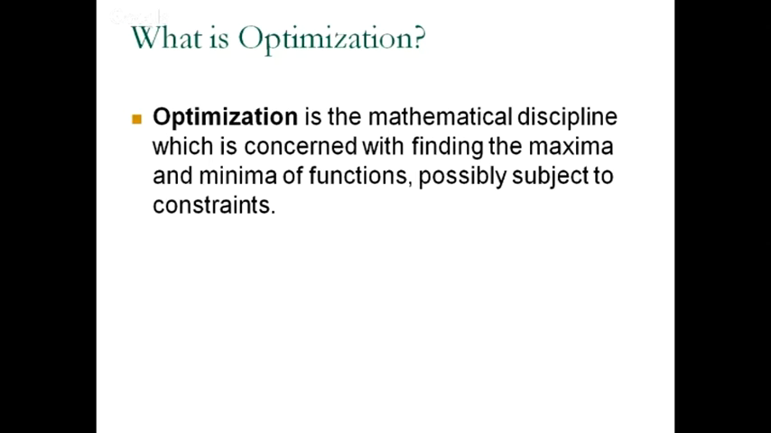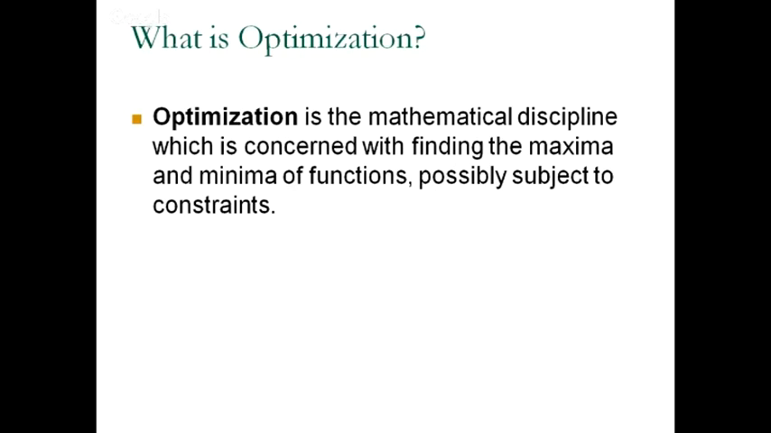So we'll discuss over the week. We have a full week where we'll probably come across these circumstances, depending upon the expert who is from which field, he'll talk. So let us see what is the formal definition of optimization. It says optimization is the mathematical discipline which is concerned with finding the maxima and minima of functions, possibly subject to constraints. Now let us see.